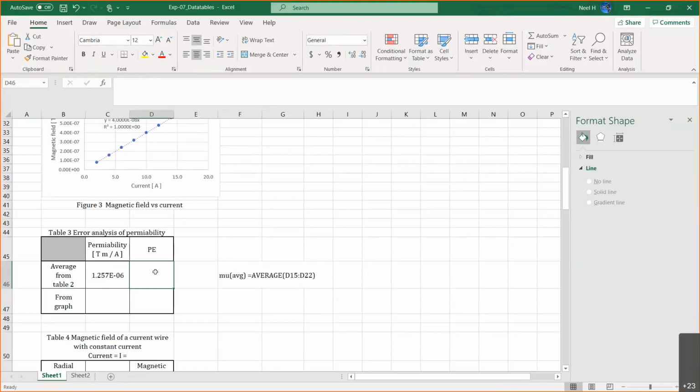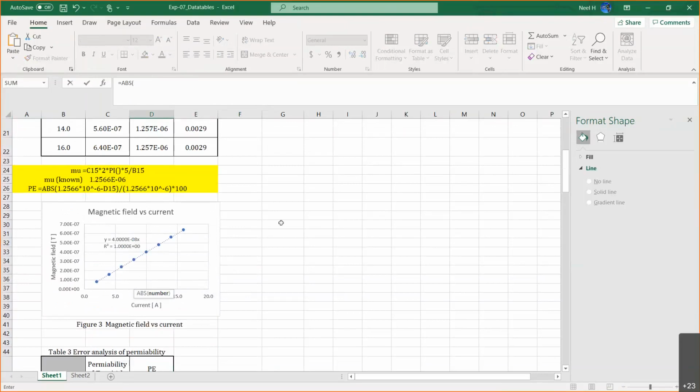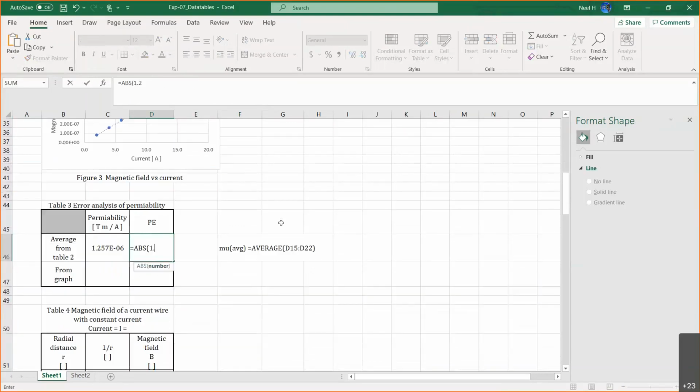And then do the percentage error. It's going to be about the same number, but we'll calculate anyway. Okay, equal sign, ABS, open brackets, known value 1.2566 times 10 to the power minus 6, minus the average value in cell C46, divided by parentheses 1.2566 multiplied by 10 to the minus 6, close bracket, multiplied by 100, okay? About the same number like we got in the earlier table.